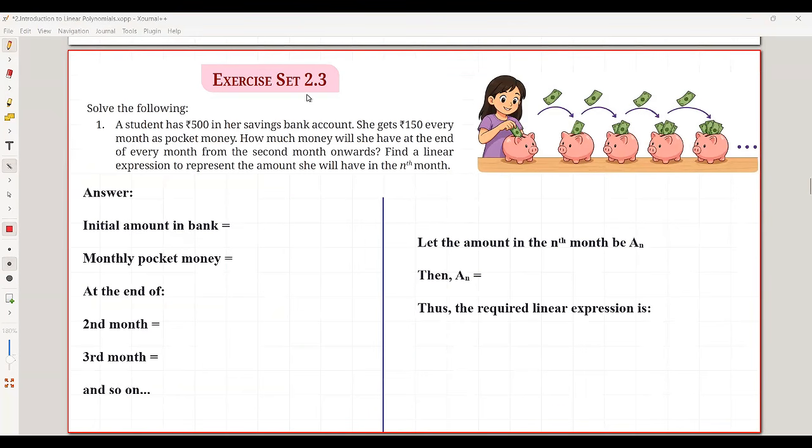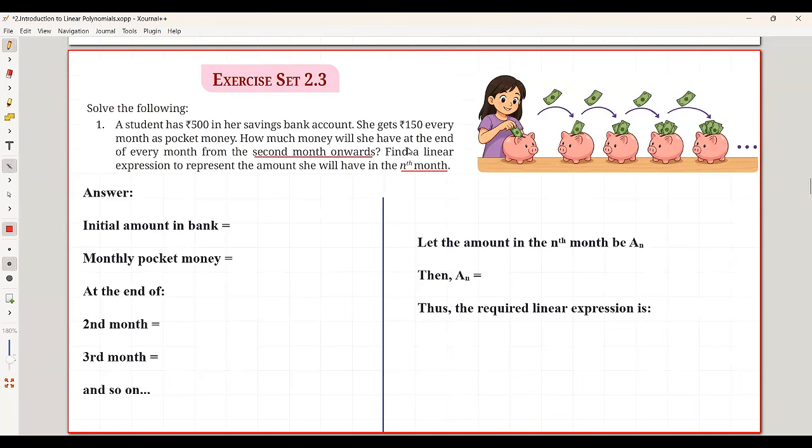So exercise 2.3. First question, solve the following. A student has rupees 500 in her saving bank account. She gets rupees 150 every month as pocket money. How much money will she have at the end of every month from the second month onwards? They are not asking from the first month onward, they are asking from the second month onwards. Find a linear expression to represent the amount she will have in the nth month. General form you have to form.